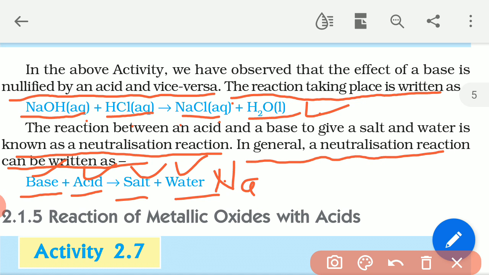In the board exam they recently asked: what is the neutralization reaction? Write the chemical equation. When a reaction between acid and base gives salt and water, this phenomenon is known as the neutralization reaction. In general, base plus acid forms a salt plus water. We write the equation: NaOH plus HCl gives NaCl plus H2O. Now we write another property.